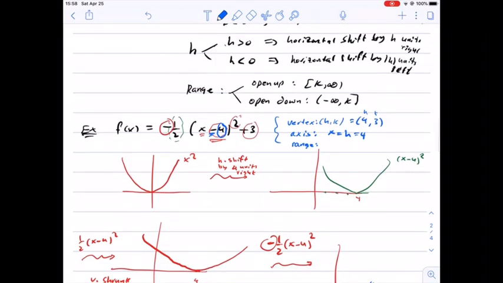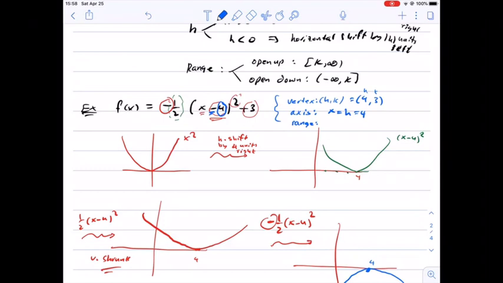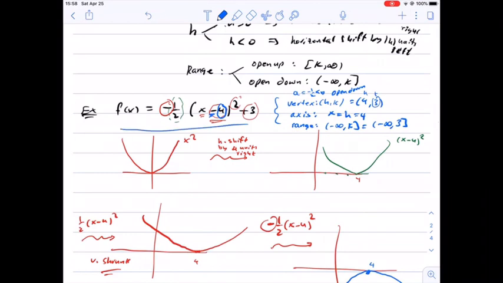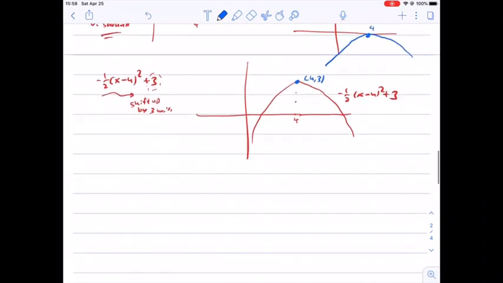Now, range. Since a is negative 1/2, which is less than 0, it opens down. So if it opens down, then the range is negative infinity to k, so negative infinity to 3. And we can obtain many other pieces of information from this nice form of quadratic functions.